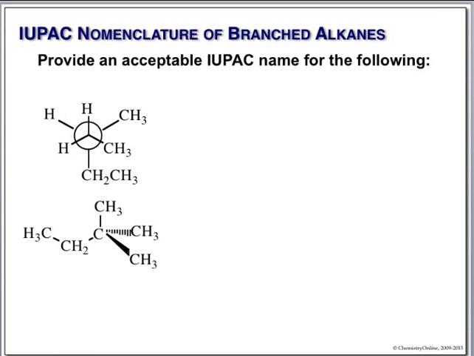Let's just look at these and give a couple very simple names here. Once again, we're dealing with a Newman. We all hate that. Let's untangle this Newman and try to find our longest chain. We're going to have 1, 2, our back carbon is 3, 4, and 5. So it looks to me like a pentane.